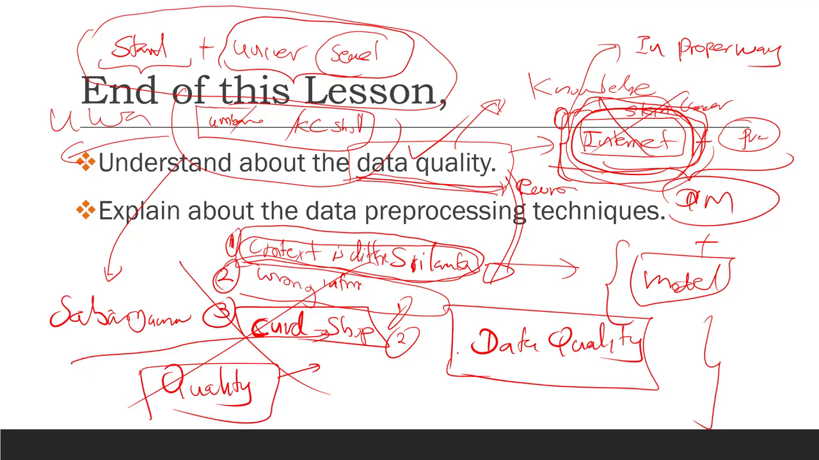How can you evaluate the quality? What are the attributes you consider for data quality? Tell me, what are the different attributes? Time period, sir. Which time period was this data collected from? Yeah, very good.